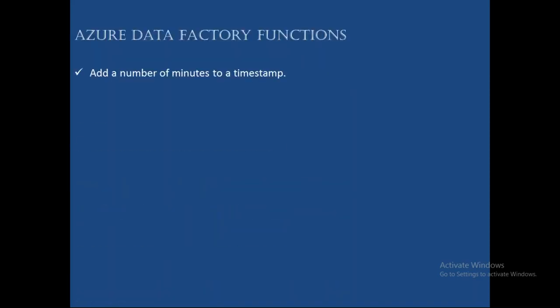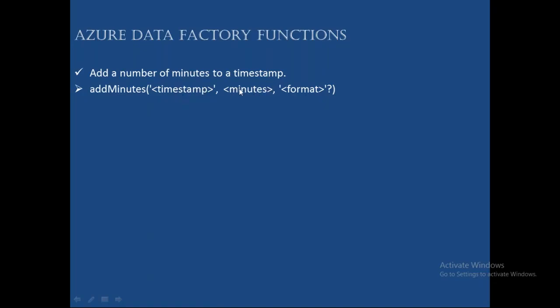Add a number of minutes to a timestamp. If you want to add a duration, for example 24 hours, then you have add hours. If you want to add 2 days, add days. If you want to add minutes, then you have something called the add minutes function in Azure Data Factory. Add minutes, current timestamp. The current timestamp is today's date and 7:20. Now if I want to add 10 minutes, you need to give here 2024, 11, 7:20:00.